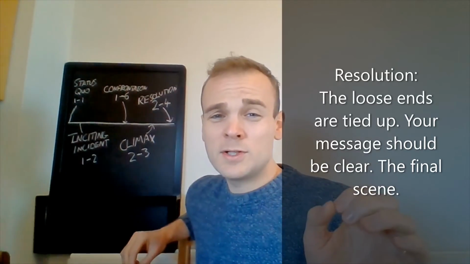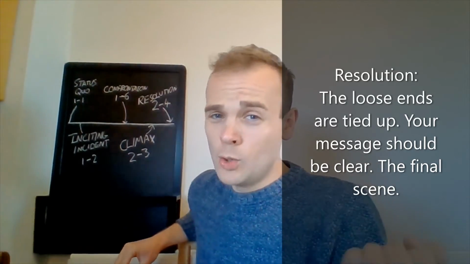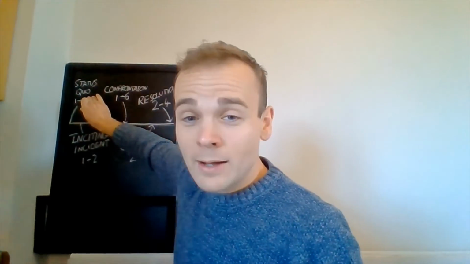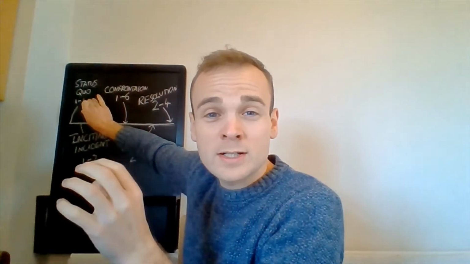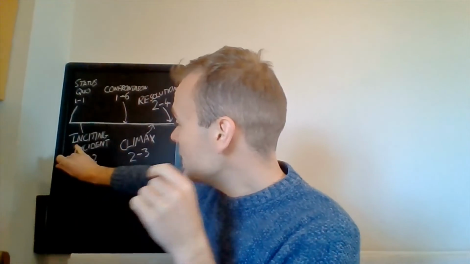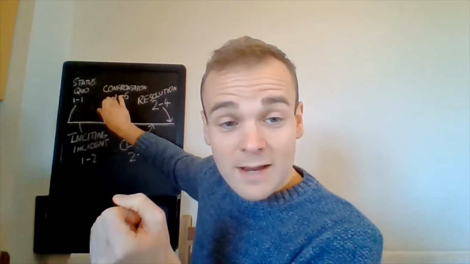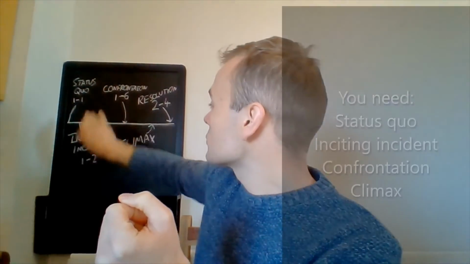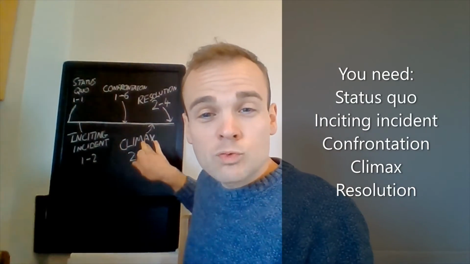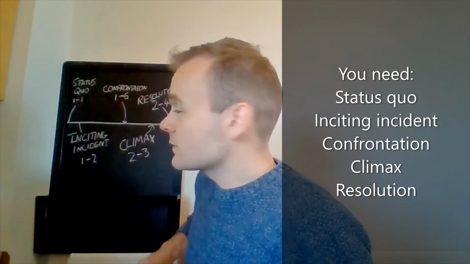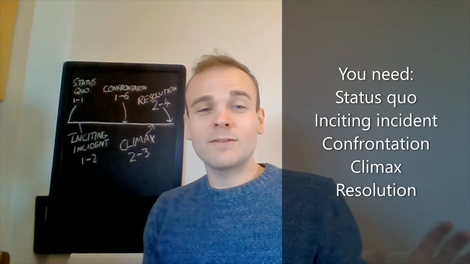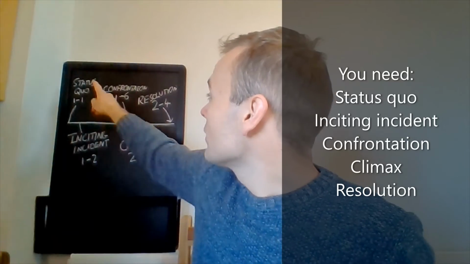So what I'd love for you to do now is to plot out your own plays. I need you to have a status quo. How does it start? What's the situation that we find those characters in at the start? We need to have an inciting incident, something that gets it moving. We need to have that confrontation at the end of Act 1. We need to have a climax right towards the end of the play, and we need to have some kind of resolution. You don't have to have the same number of scenes as I have. To be honest, mine are almost certainly going to change. But you do need to have these 5 key parts in your play.